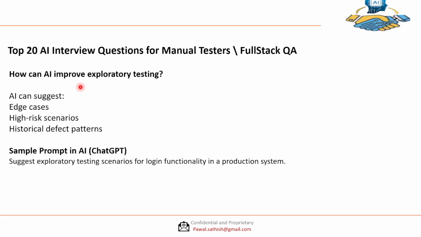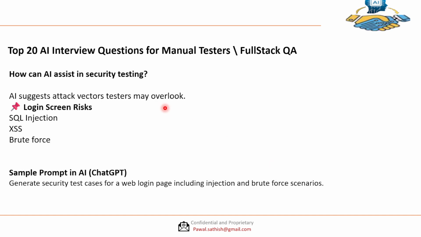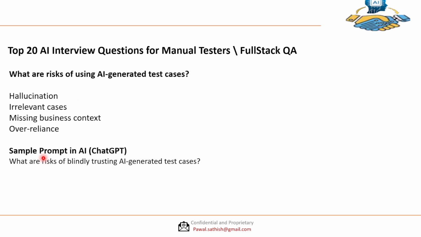Then next, how can AI improve exploratory testing? AI can suggest edge cases, high-risk scenarios, and historical defect patterns. We'll simply give the prompt: suggest exploratory testing scenarios for login functionality in a production system. Then, how can AI assist in security testing? AI suggests attack vectors testers may overlook. If you provide the prompt, generate security test cases for a web login page, including injection and brute force scenarios, it will give all the scenarios and the steps.